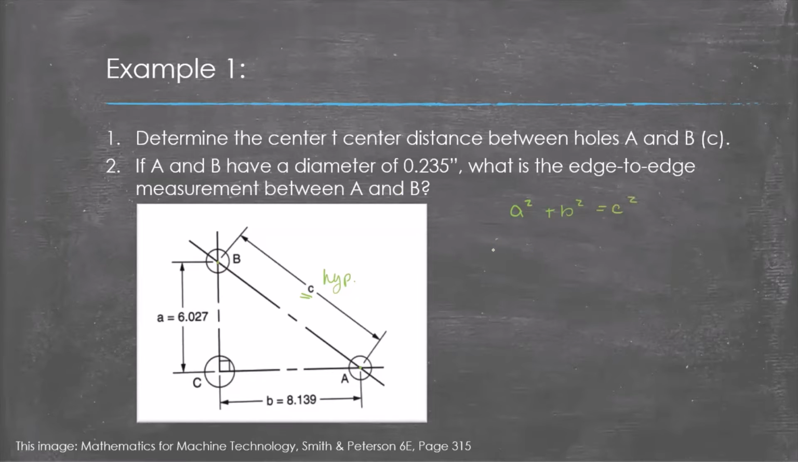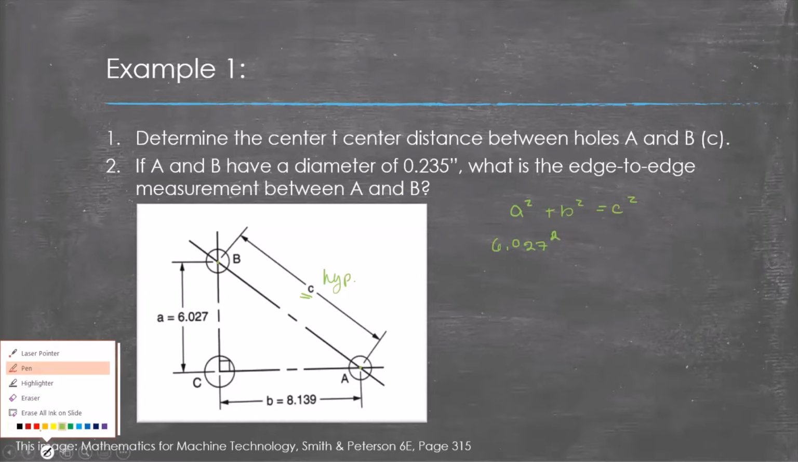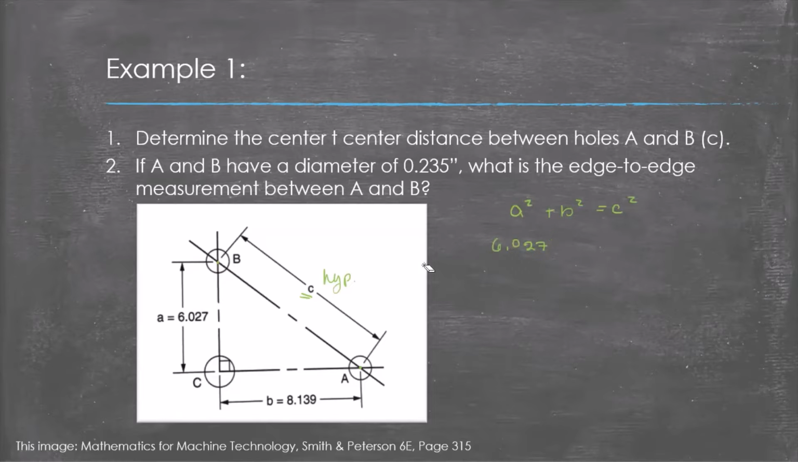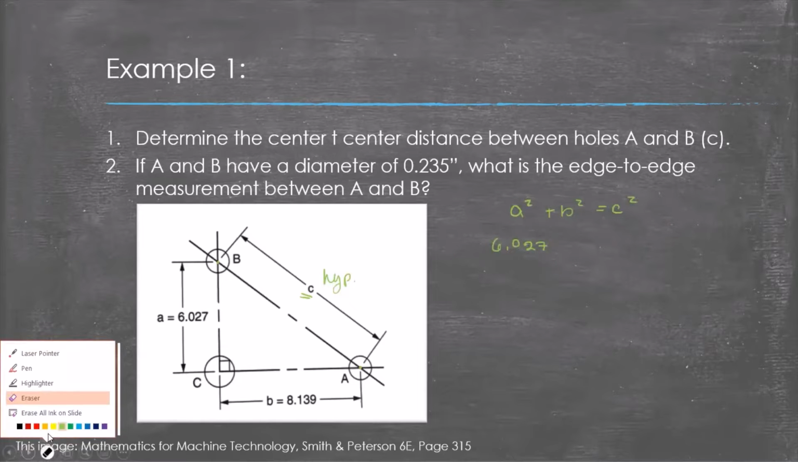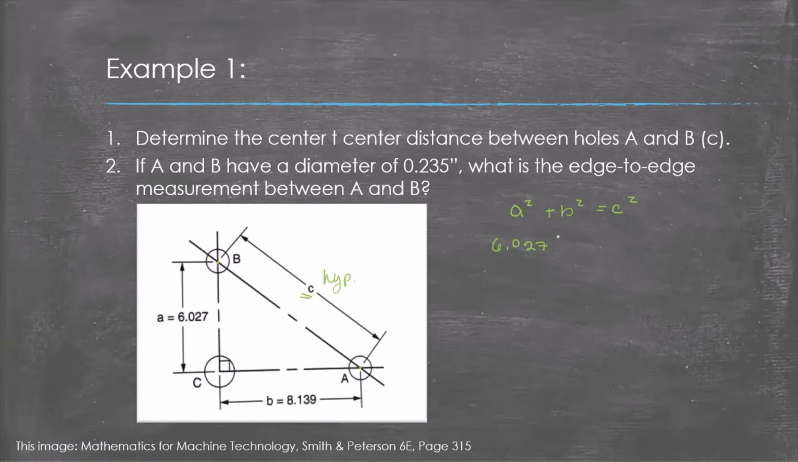Putting numbers in, we have 6.027, and this is all in inches. I apologize, sometimes I haven't transferred the units when I've copied the image, so hopefully that doesn't make things an issue for you. I am going to leave the units out when I write it in my equation, only because when you start putting inch symbols and squared symbols together, I find it clutters. So I'm hoping that'll make it more clear for you.